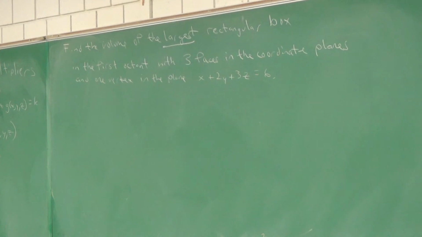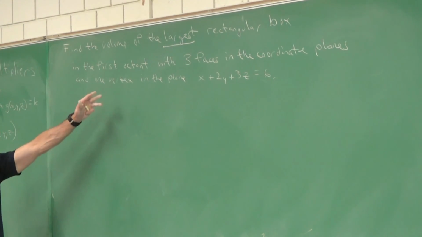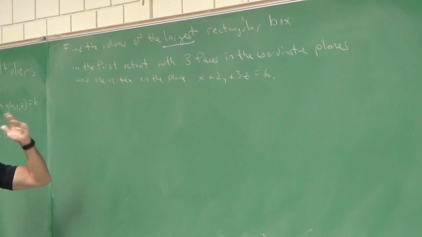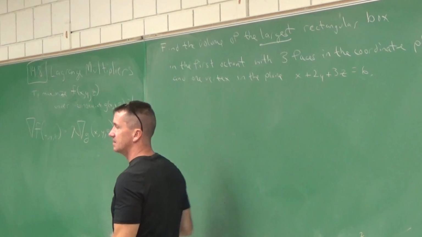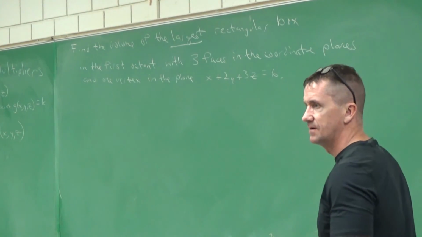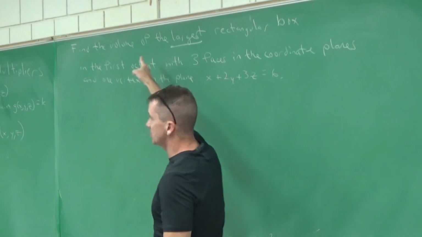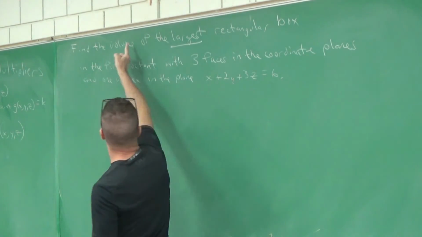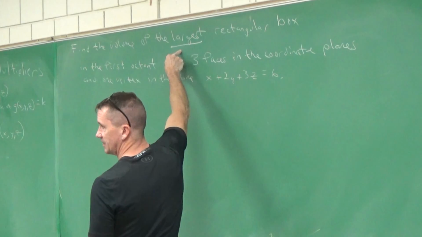I always like to look at this problem, start drawing some pictures, and figure out what's that F and what's the constraint. So what are we trying to optimize? Maximize or minimize? Volume, very good. That's what we're doing. We're trying to optimize volume, trying to get the largest volume, maximum volume.